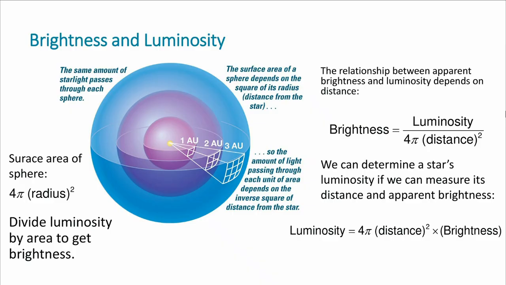And so that's the surface area of these spheres, the 4 pi r squared. And so that's where the 4 pi in the denominator is coming from. Is that you're looking at the surface area of these concentric spheres at increasing radius.